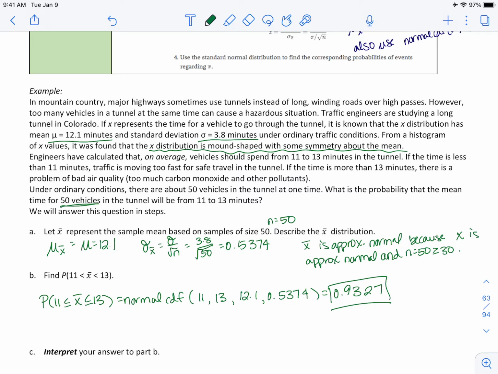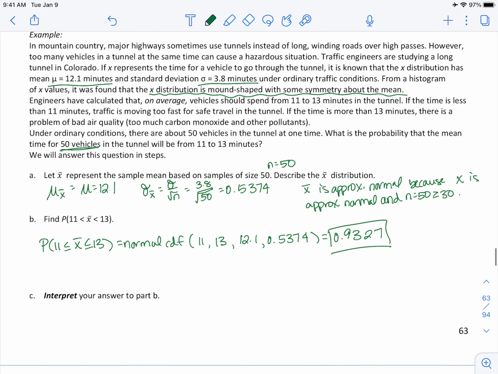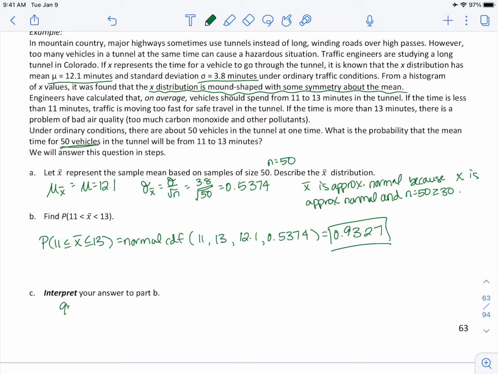Interpret your answer to part B. Well, this basically says that 93% of the time, there should be no safety hazard.